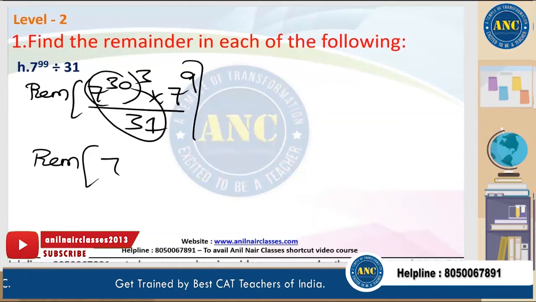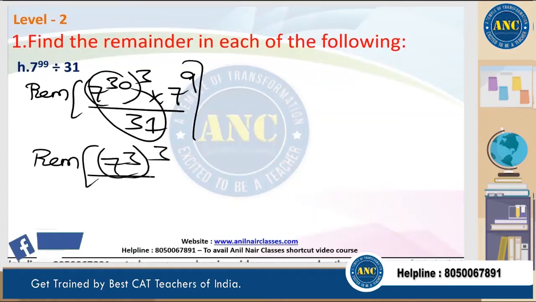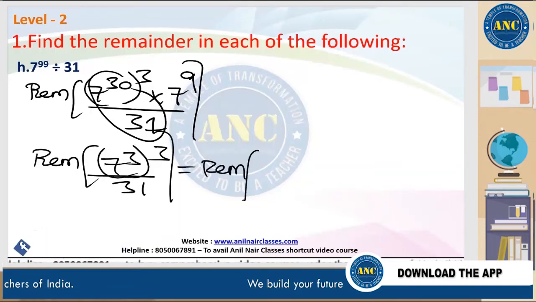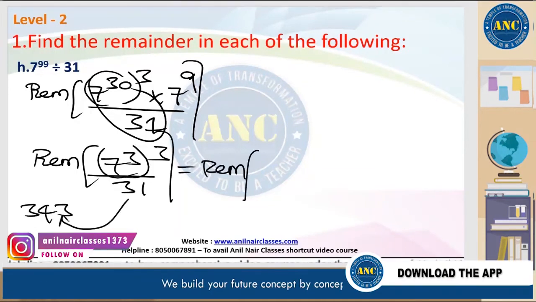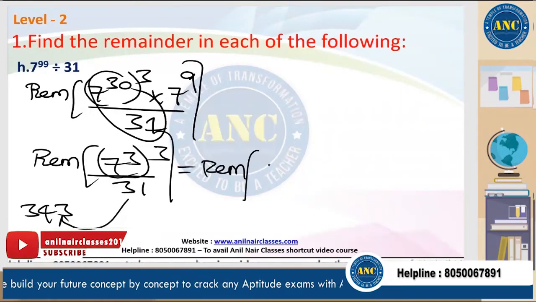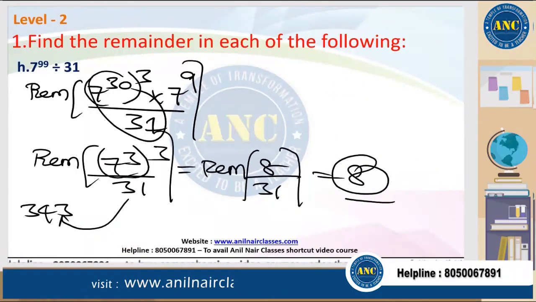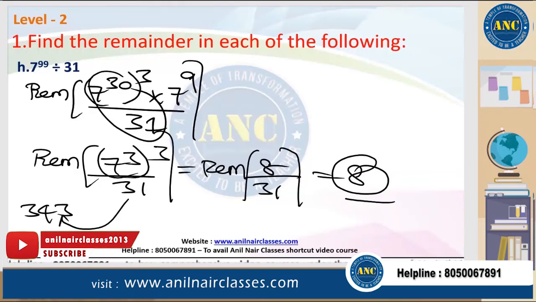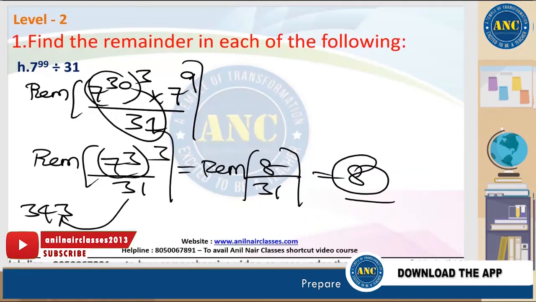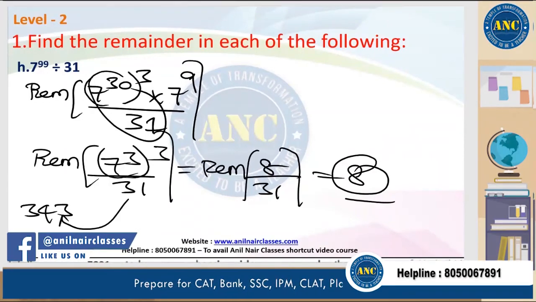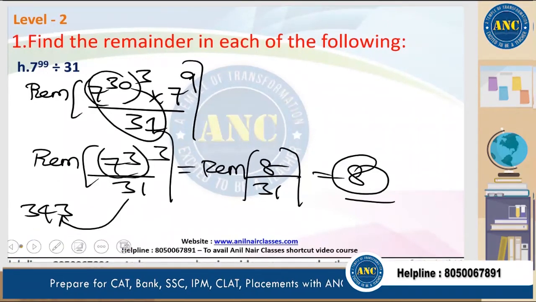So this is nothing but 7 cube power 3 divided by 31. 7 cube is 343, 31 elevens are 341, remainder 2 cube, 8 divided by 31, answer is 8. Are you all with me, sir? So till now we did only the first power. Sir, what if there is a higher power? Higher power also we will discuss.